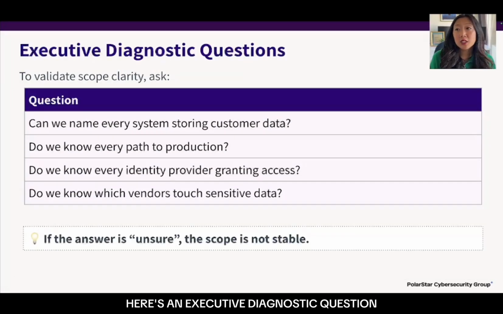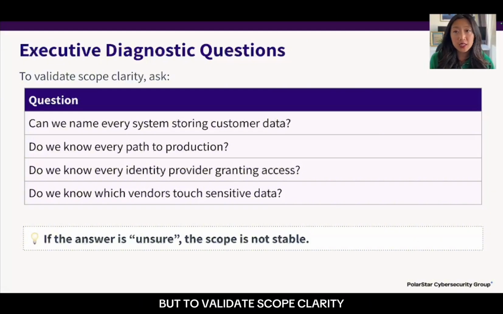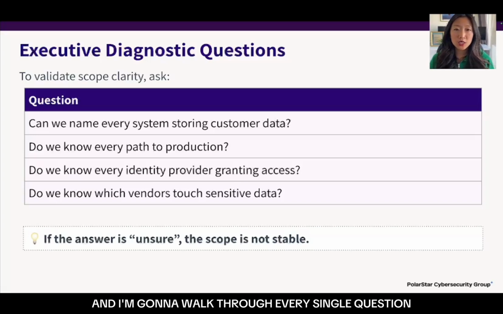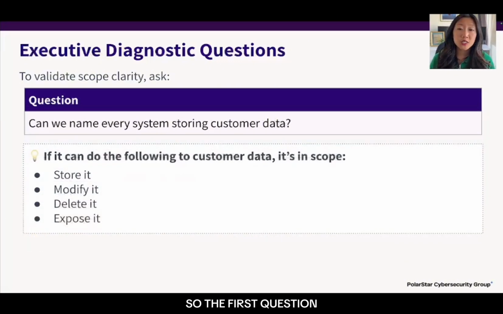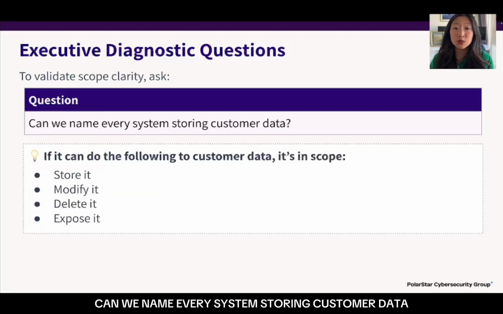Here's an executive diagnostic question. You can feel free to take a screenshot, but to validate scope clarity, you want to ask the following questions. And if the answer is, I'm unsure, then the scope is not very stable. It's not very clear. And I'm going to walk through every single question in more detail so you can understand what it is you're trying to answer.